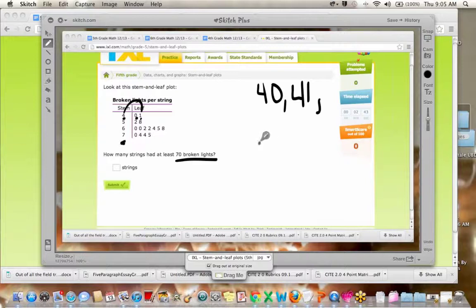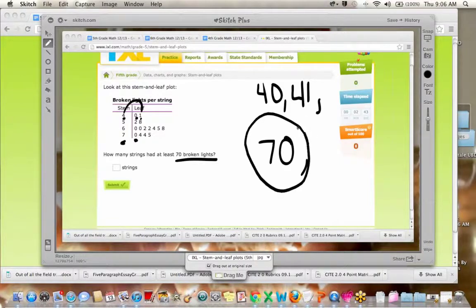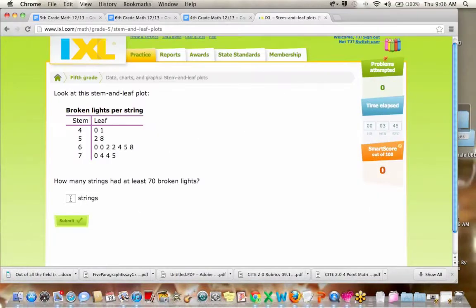Here's my 7. How many times do I see a 0? Just once. So how many strings of lights are there that represent 70 broken bulbs? There's only 1. I only see 70 appear once. Okay.